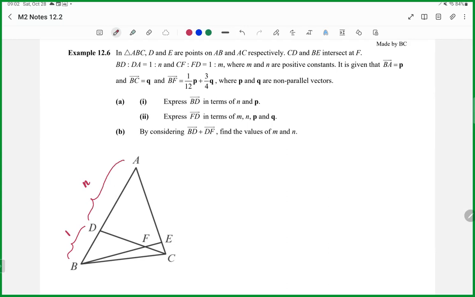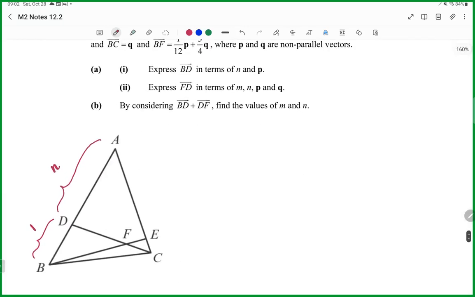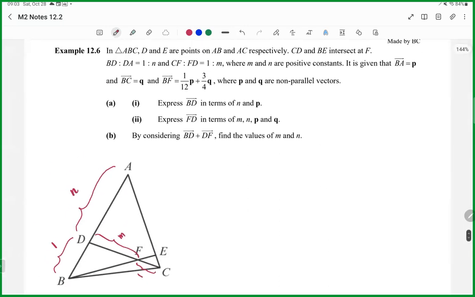The other side also has the ratio given. CF to FD is 1 to N. You just have to memorize it, okay? If you mark it on the figure, it looks like too much, huh? But anyway, there are two base vectors. Now, when two vectors are given, that means you don't need anything else. Do not introduce another vector.